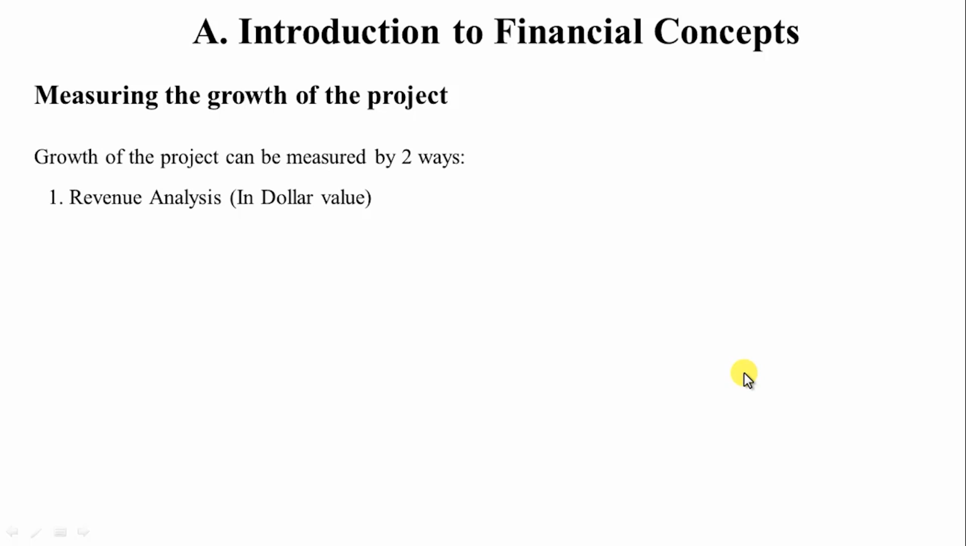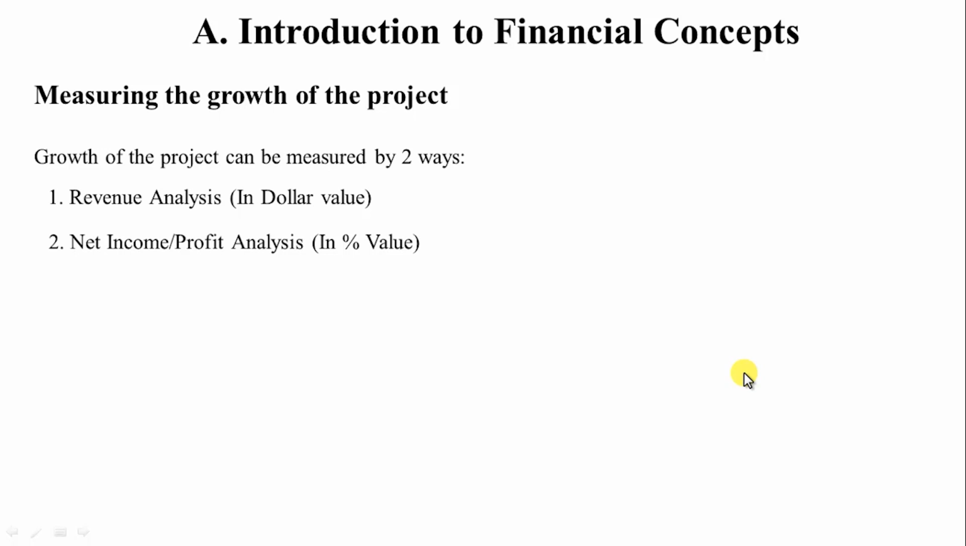That's the first question. And next, which is a more precise way of analyzing, is the net income or the profit analysis. This is done in terms of percentages, in terms of ratio. So whenever a ratio or percentage is involved, you compare one thing to the other, and that gives you much better insight.